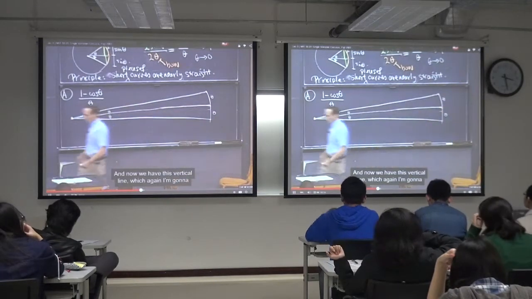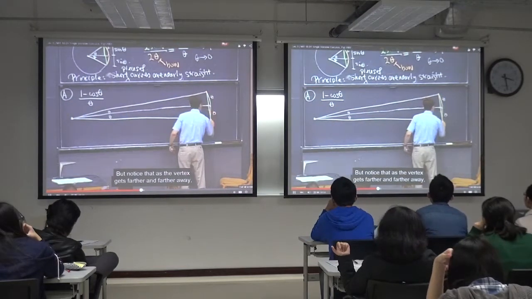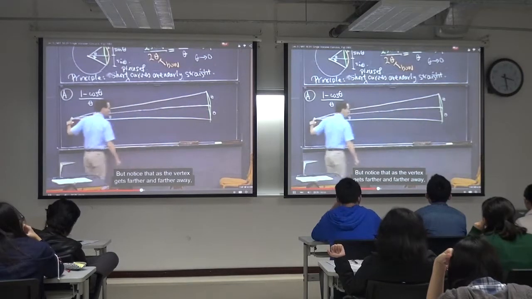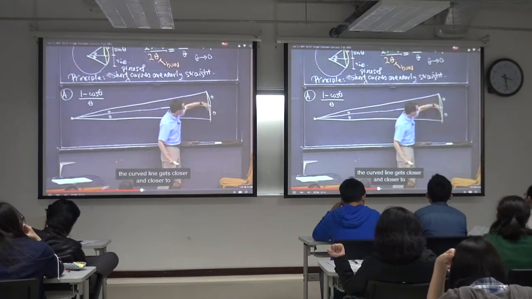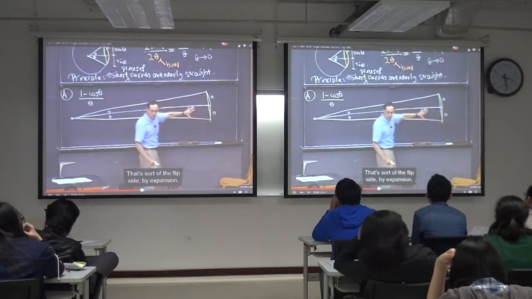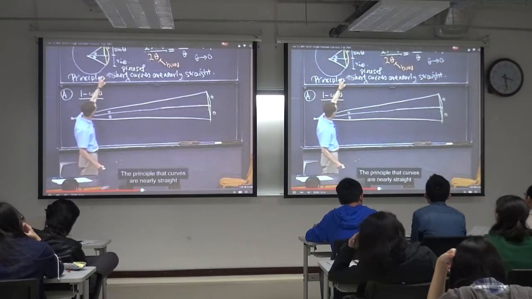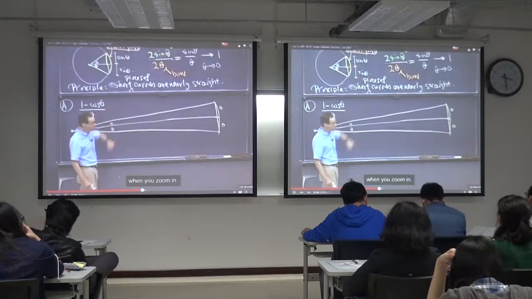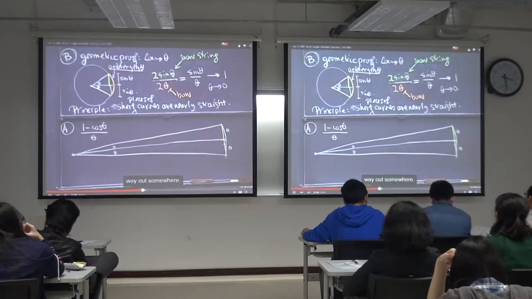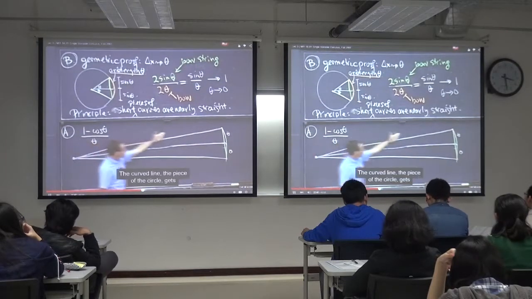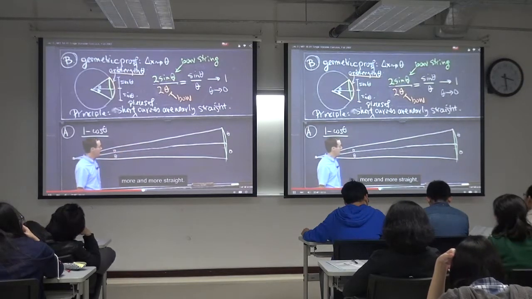And now we have this vertical line, which again I'm going to draw in green. But notice that as the vertex gets farther and farther away, the curved line gets closer and closer to being a vertical line. That's the flip side, by expansion, of the zoom-in principle: the principle that curves go straight when you zoom in. If you zoom out, that would mean sending this vertex way, way out, and the curved piece of the circle gets more and more straight.